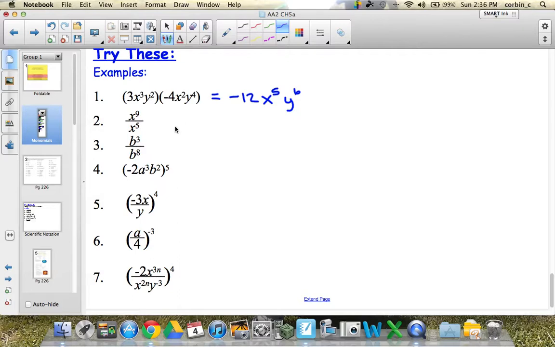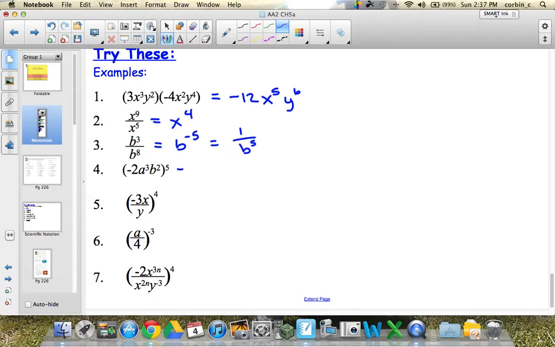My next example is going to be x to the 9th over x to the 5th. Because I'm dividing, I'm going to take these two and subtract the exponents. So it becomes x to the 4th. The next example is the same as before. I have b to the 3rd over b to the 8th. When I subtract those exponents, I get b to the negative 5th, because 3 minus 8 is negative 5. However, that's not completely simplified. So to get rid of that negative exponent, I need 1 over b to the 5th.